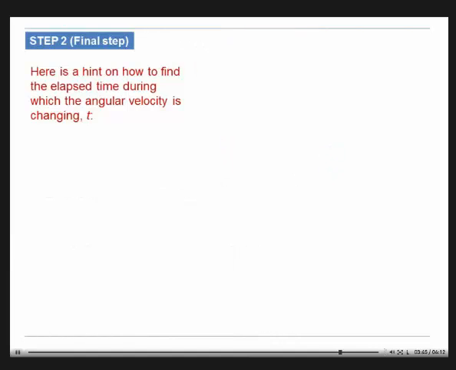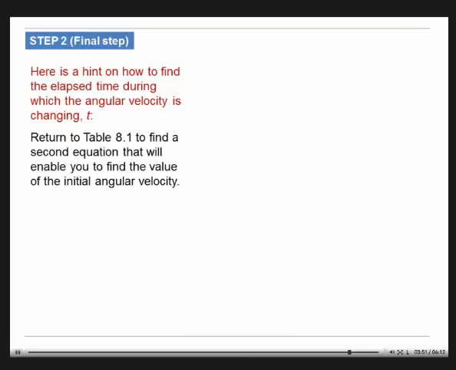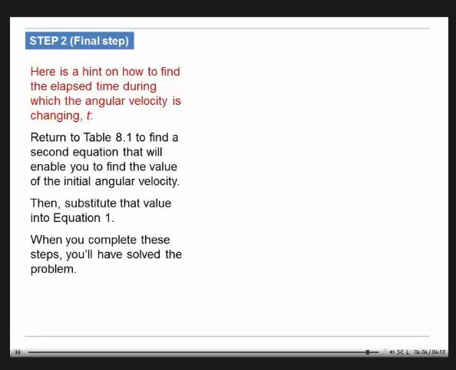Here is a hint on how to find the elapsed time during which the angular velocity is changing, t. Return to Table 8.1 to find a second equation that will enable you to find the value of the initial angular velocity. Then substitute that value into equation 1. When you complete these steps, you'll have solved the problem.